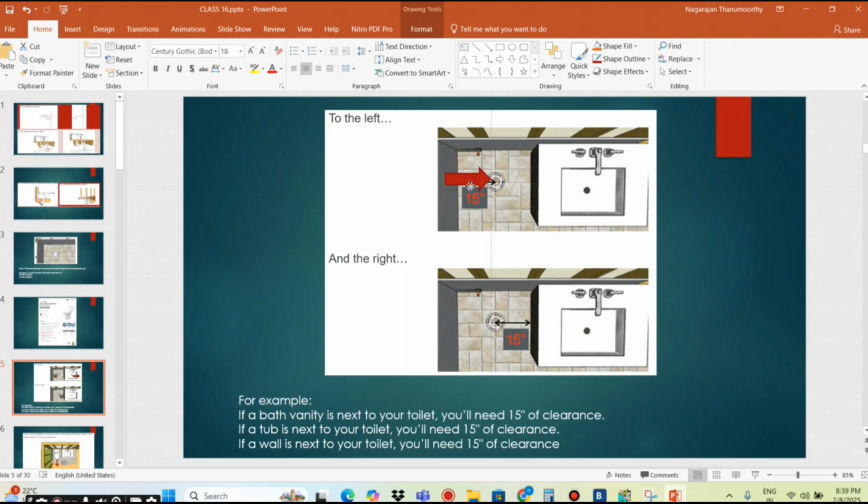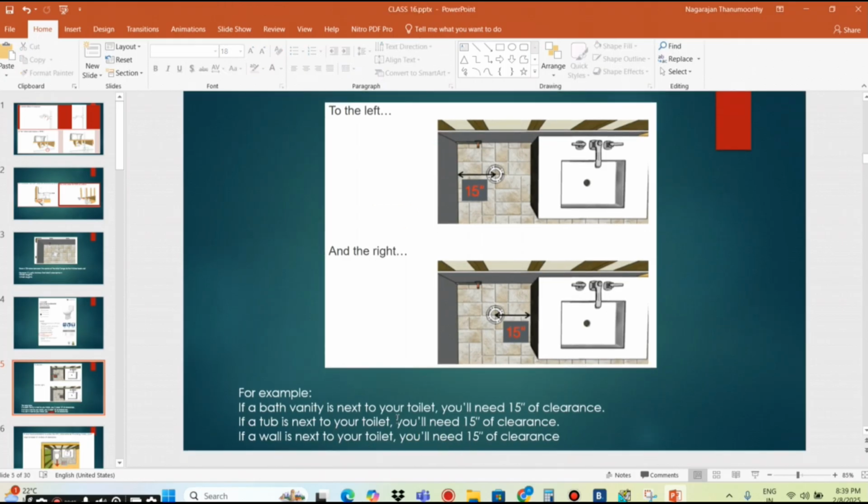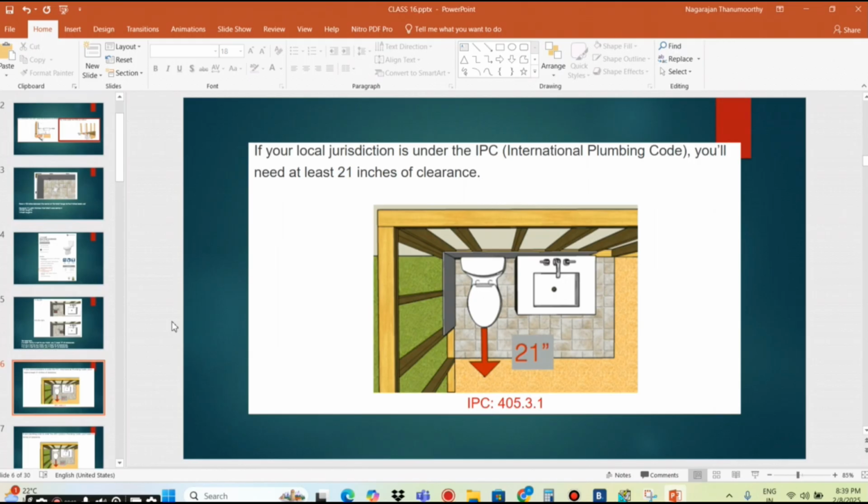The rule says that from the center of the toilet flange, I mean the water closet flange, 15-inch clearance must be there. And similarly for the right side also, you have to follow 15-inch clearance. So left and right, both sides 15-inch clearance must be there. For example, if the bath vanity is next to your toilet, you will need 15-inch clearance. If the tub is next to your toilet, same 15 inch. If your wall is next to your toilet, for example, here also you can see the wall, same 15-inch clearance. So you have to follow that 15-inch clearance on the left and right side of the water closet.